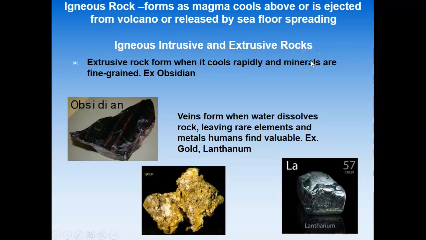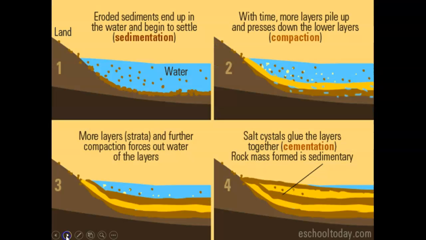Igneous rock can form two different kinds, igneous intrusive and igneous extrusive. Intrusive is formed underneath the surface of the earth and extrusive outside. Some examples would be obsidian, gold, and lanthanum.